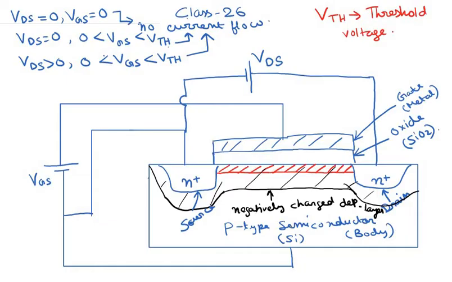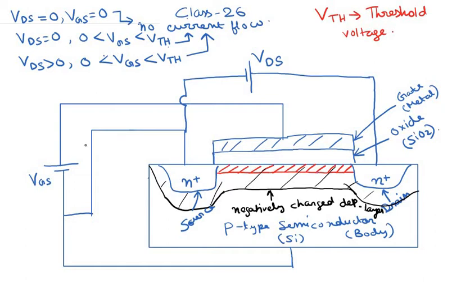Since the channel is not yet created, on increasing VDS, no current would flow from the drain to the source, or no electrons would flow from the source to the drain. Now once we cross this threshold voltage VTH, a thin layer of electrons starts to form at the surface, and these electrons, as I stated, are highly mobile, and they give the surface of the MOSFET a conductance.